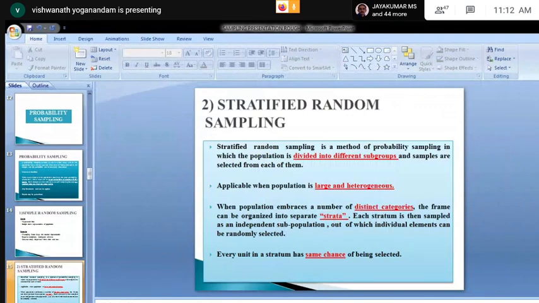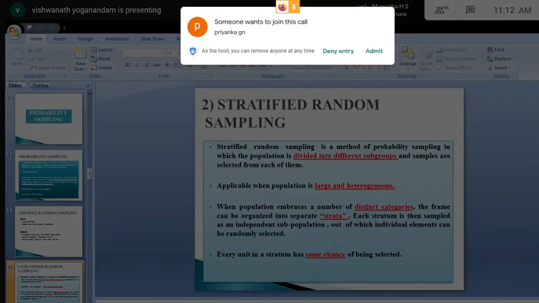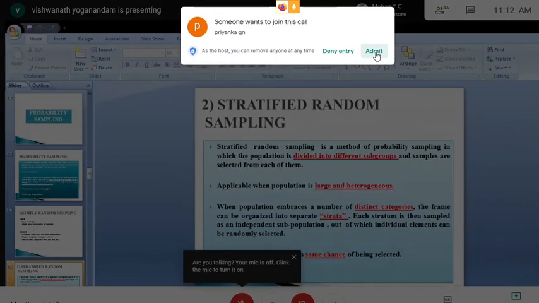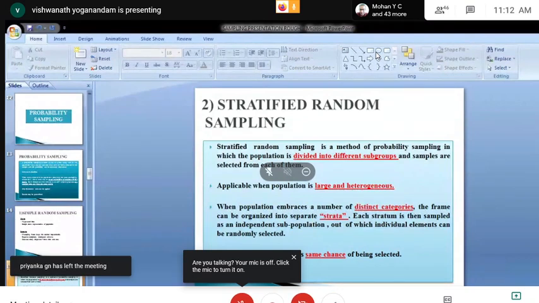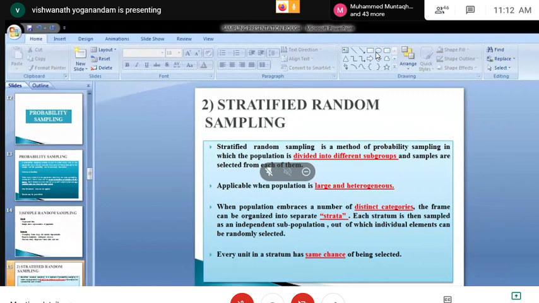The second one is stratified random sampling. Stratified random sampling is a method of probability sampling in which the population is divided into different subgroups and samples are taken from each of them. It is applicable when the population is large and heterogeneous. For example, say you are studying 10 people, there could be male, female, age, different groups. You can separate them differently, call them strata, and in each stratum you select people based on random sampling. That would be stratified random sampling.